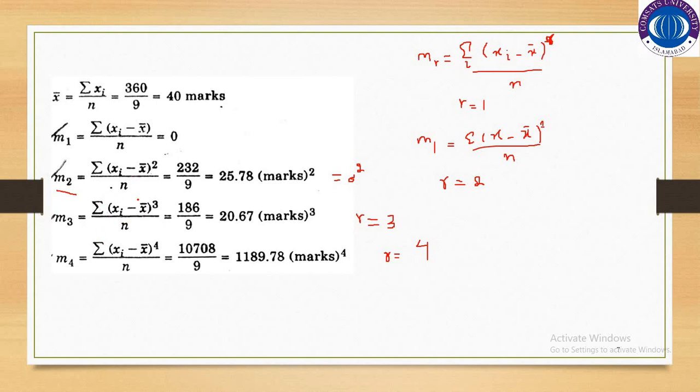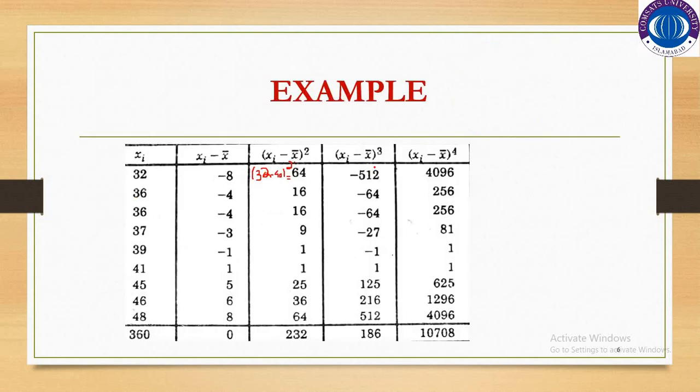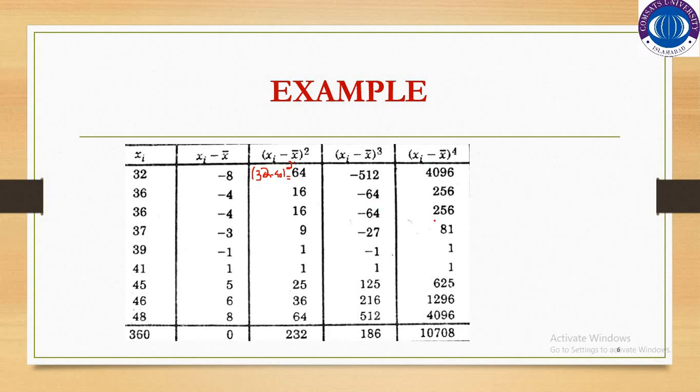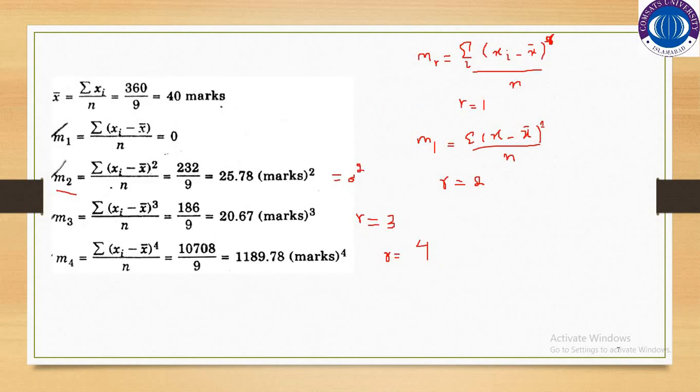For this purpose, we need the summation of (x minus x bar) whole cube, and here we find x minus x bar cube. It means 32 minus 40 cube, which is minus 512. By summing over this column, we will get 186, and by substituting this value, 186 divided by 9, we will get 20.67 marks cube. Similarly, the fourth moment can be found. This column will give us the summation of (x minus x bar) whole power 4, which is 10708. By substituting this value here, we will get 1189.78, which means 1189.78 marks raised to power 4.